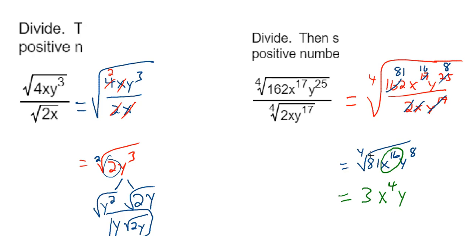Same thing with this, right? We're not taking the fourth root of 8, it's the fourth root of y to the 8th power. And to do that, we will divide. 8 divided by 4 is going to give me 2. And so that's how that one simplifies.